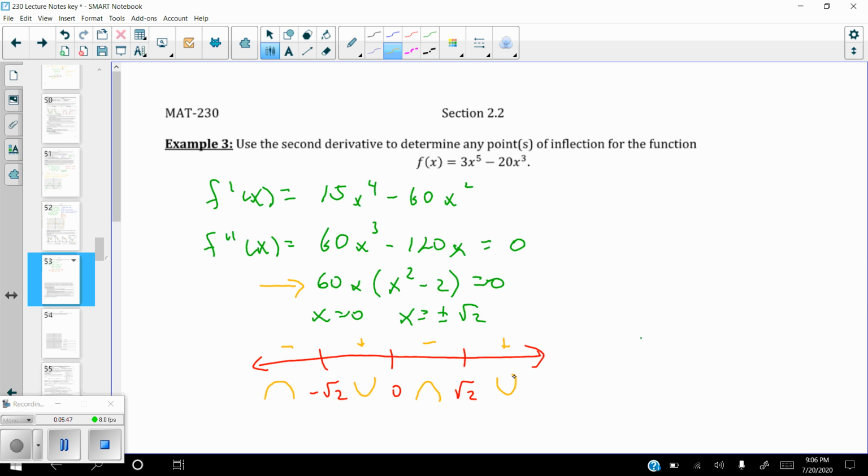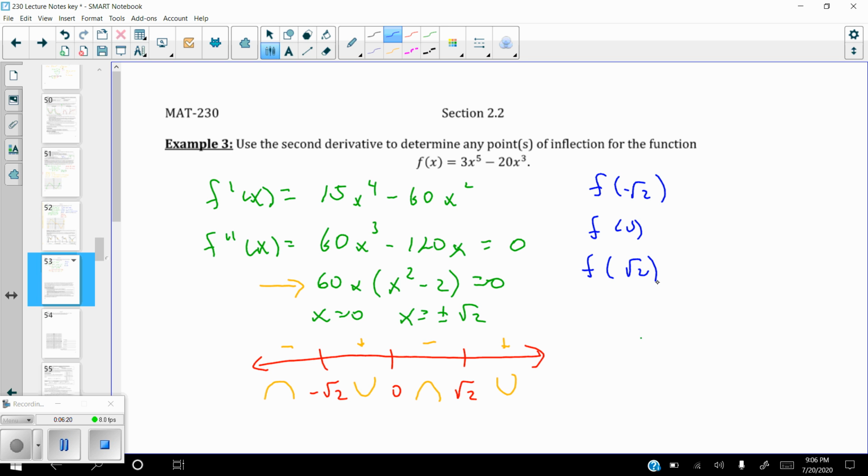So the concavity changed at all of my second derivative zeros, which means that I have inflection points at all of them. Now, in order to actually find an inflection point, you actually have to find the point. So we have to plug all of those values back into the original to find the actual point value. So I have to do f of -√2, f of 0, and f of +√2.